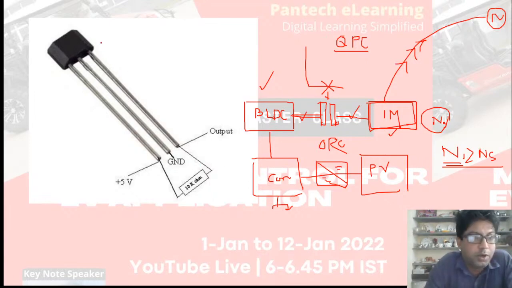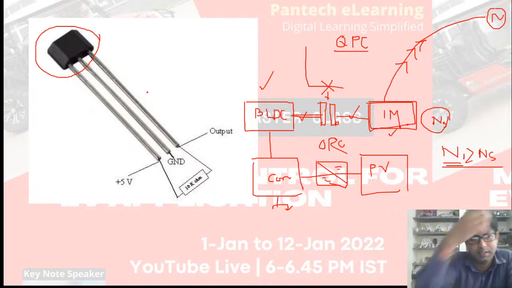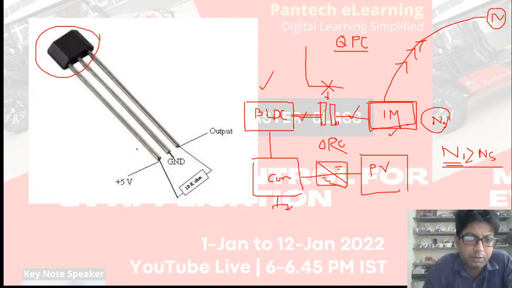As I was telling, for measuring the rotor position, this Hall sensor is used. It's called Hall effect sensor. So what should be the connection? From the left side there will be three wires coming out. The leftmost should be connected to the VCC, the rightmost is the output, and the one in between is ground.